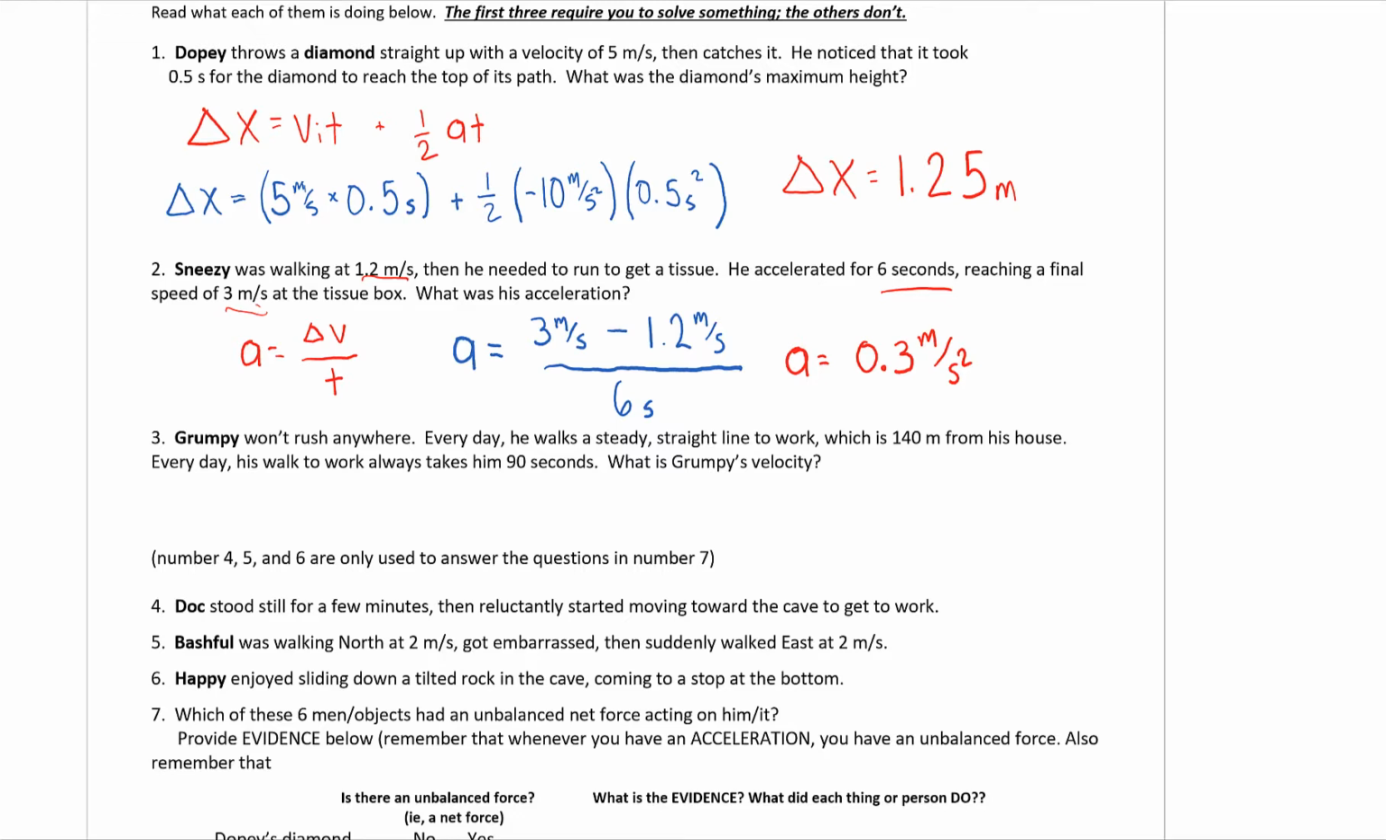The last one you need to calculate here, number 3, Grumpy doesn't rush anywhere. Every day he walks at a steady, straight line to work, which is 140 meters away from his house. His walk always takes him 90 seconds. So what is Grumpy's velocity?